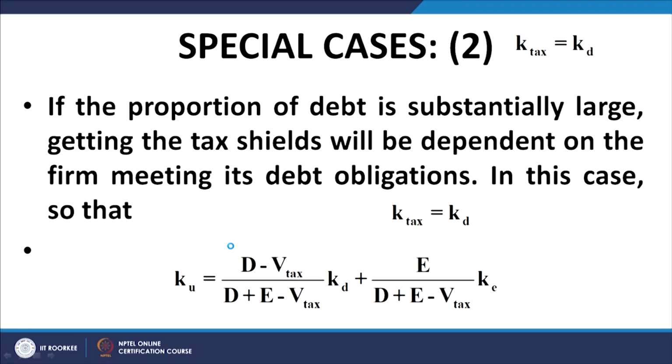In the other case, what we assumed was that the payment of interest and the repayment of debt, meeting the obligation of debt, will determine the realizability of the tax shields, and in that case we have K tax is equal to Kd, in which case we get equation number 4. So, these are the two extremes of the spectrum. One is K tax equal to Ku, that is, the business risk determines the riskiness of the tax shields, and the other is that the credit risk or the default risk of the debt determines the realizability of tax shields. These are the two extremes that we normally use as the determinants of the cost of equity. So, we get these two equations.